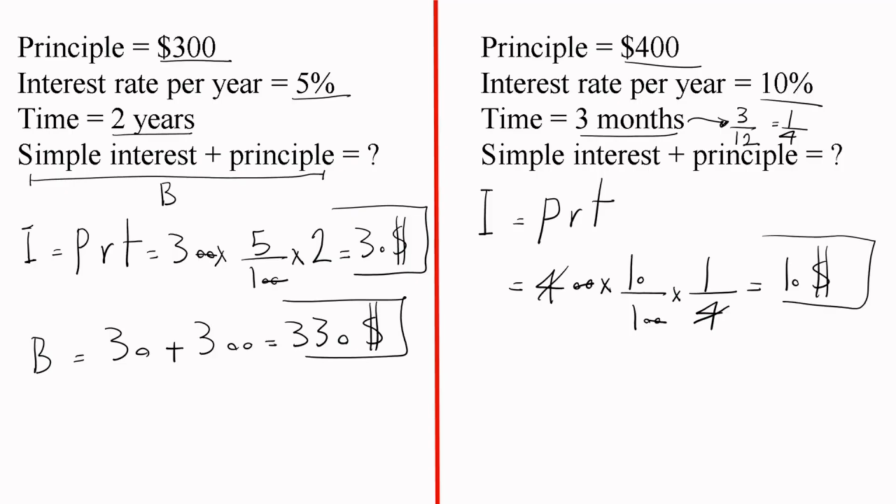Now, does the question want simple interest? No, it wants balance. Balance is equal to simple interest plus principal. So 10 plus 400 will be equal to $410. Really easy.